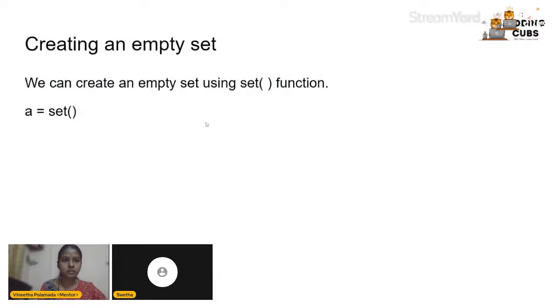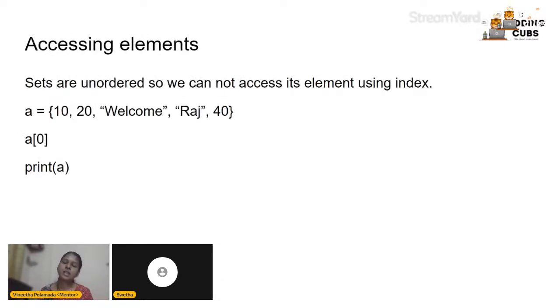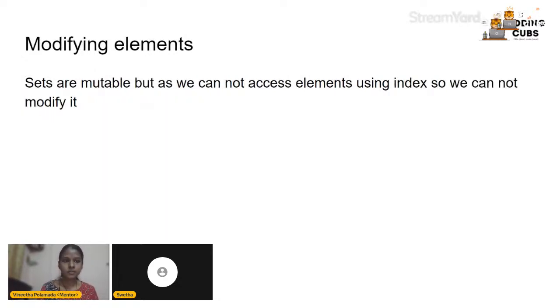And moving on to the next slide, accessing elements. I mentioned earlier also, because there's no indexing concept in your set, you can't access a particular element using its index like your list. Sets are unordered, so we cannot access its elements using an index. So a of 0 cannot be done. And if you just say print of a, the entire set would get printed. So accessing elements cannot be done in your set.